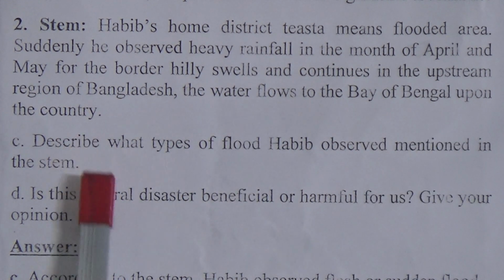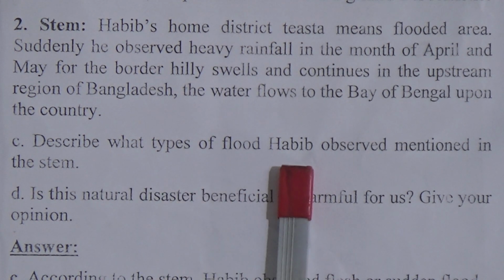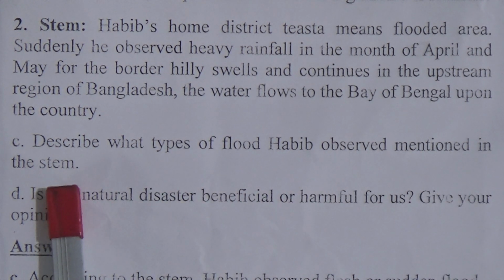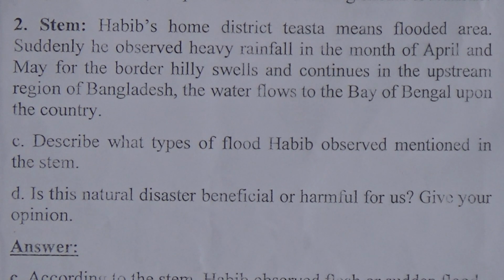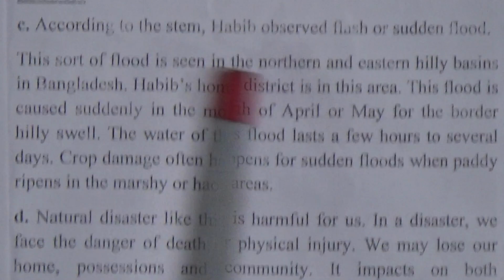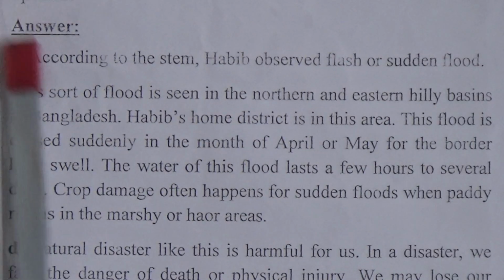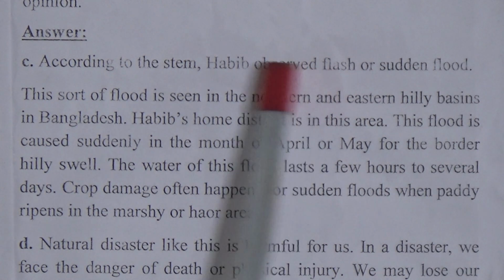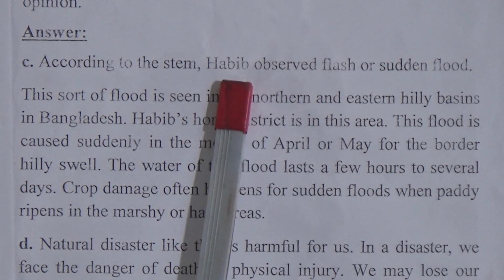Now, the question is: describe what types of flood Habib observed, mentioned in the stem. According to the stem, Habib observed flash or sudden flood. You need to write only one sentence, because this is a knowledge-based question. So, a knowledge-based question should be one sentence.